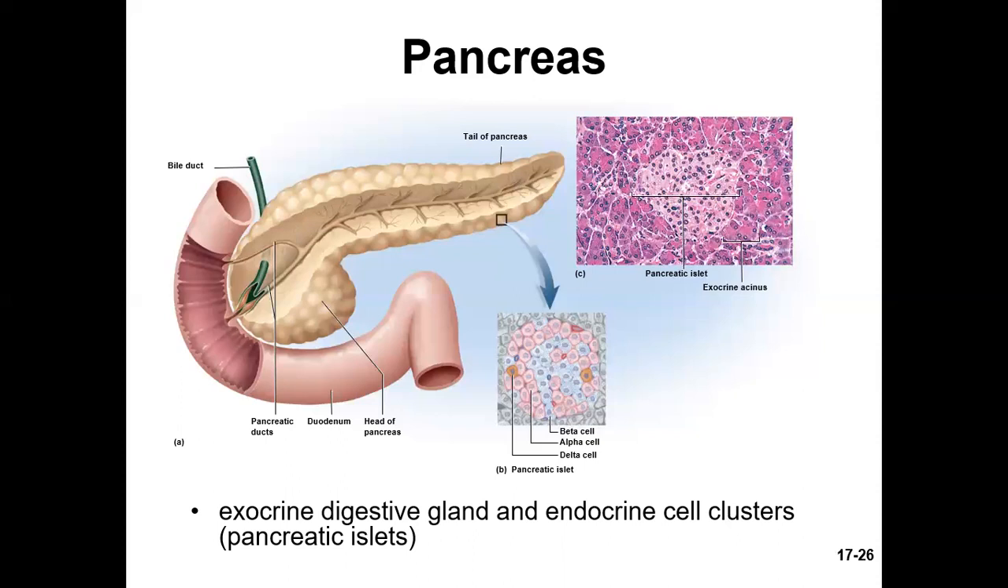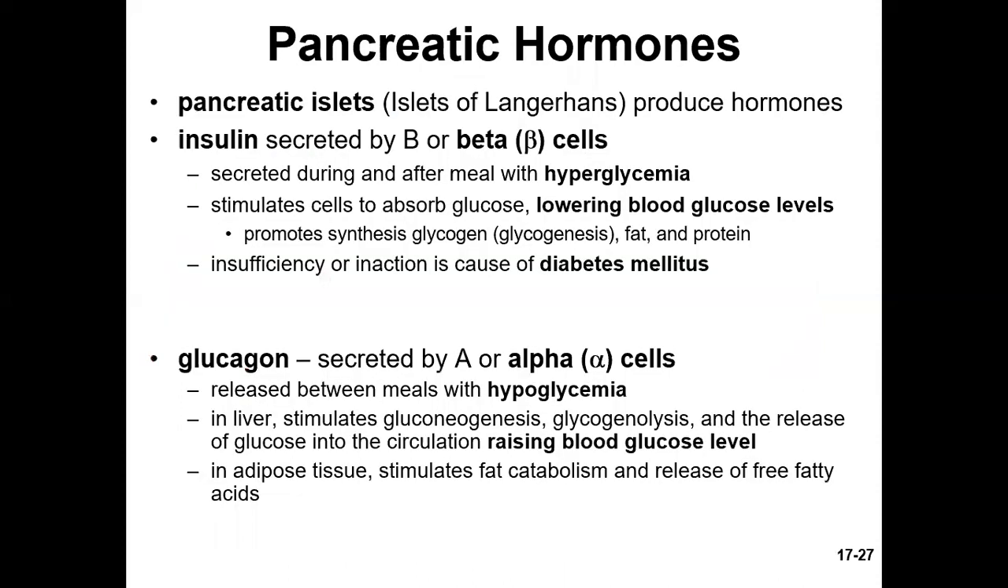Now, the endocrine clusters, this is the islets of Langerhans, pancreatic islet cells. We have beta, alpha, and delta cells, and each one has a different function. So the beta cells are the ones for producing insulin. So a type 1 diabetic will have damage to these cells. The alpha cells of the islets of Langerhans are the glucagon producers. Glucagon is the hormone that goes and helps break down glycogen when blood sugar is low.